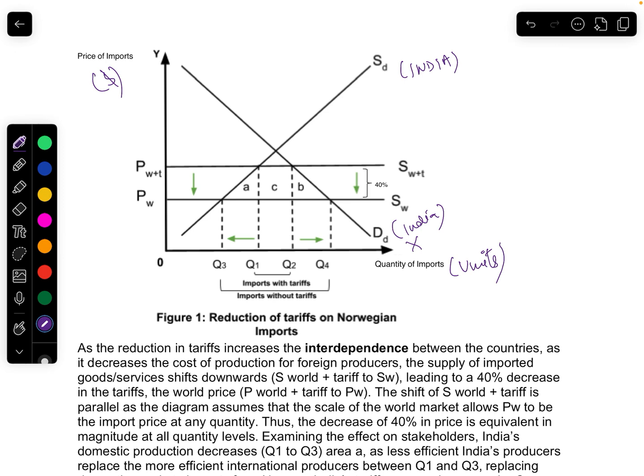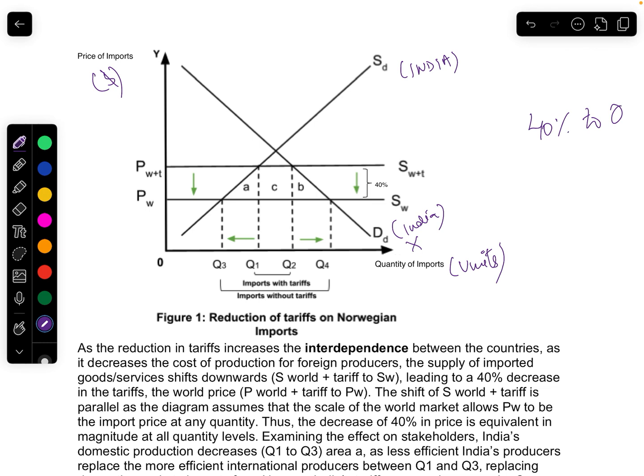Coming to another point, it is a clear case of fall in the tariff, and it is falling from 40% to 0. Why is it 0? Because the fall in tariff is bringing the economy back to the world price, that is PW. So that is there in the article. I have read the article, so I'm telling it confidently. The child has done the correct thing over here.